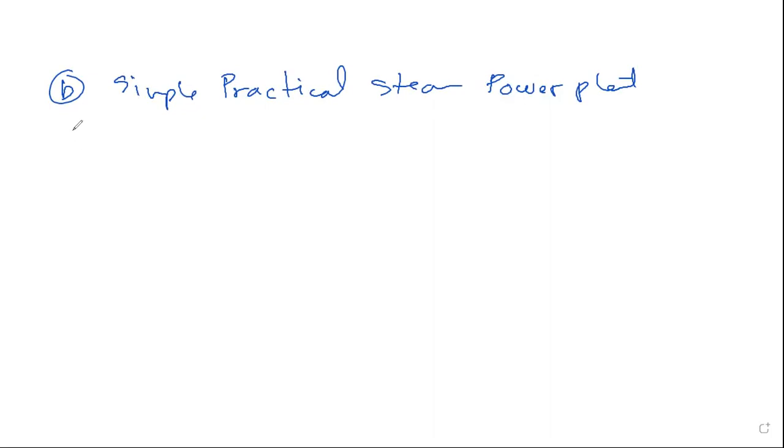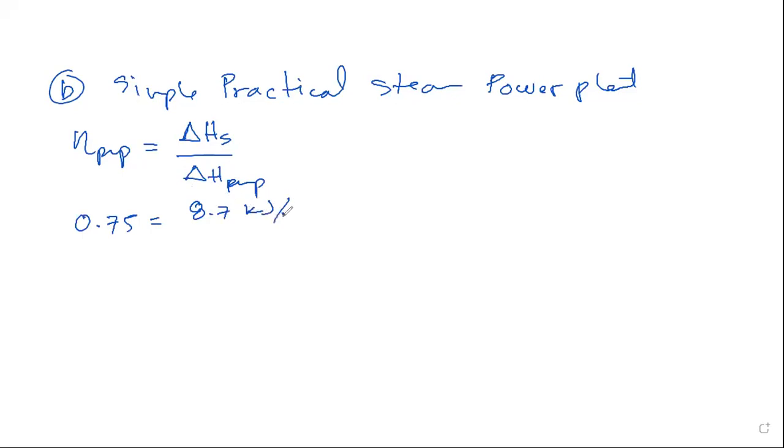Mas madali yung pump. So, ang efficiency ng pump, it uses electricity. So, yung delta HS, yun yung mas maliit. Ito yung nandito sa taas yung delta HS, tapos yung delta H actual nasa ilalim. Sa simple practical steam power plant, yung delta H yung gagamitin natin. So, let's call this delta H pump. So, 0.75. Tapos, tandaan nyo pa, 8.7 yung ating delta HS, kilojoules per kilogram.